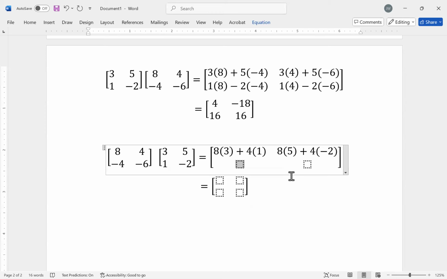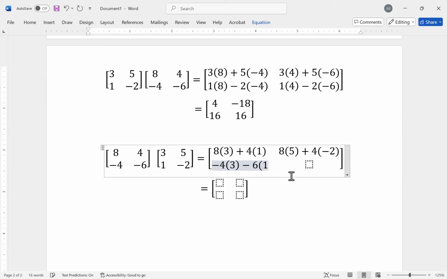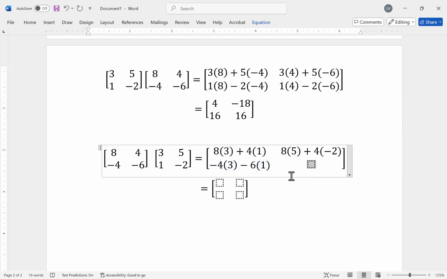Then I move to the second row. Second row times first column is negative 4 times 3 minus 6 times 1. And then lastly, second row times second column is negative 4 times 5 minus 6 times negative 2.